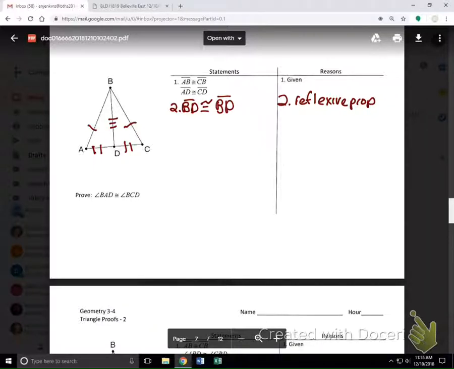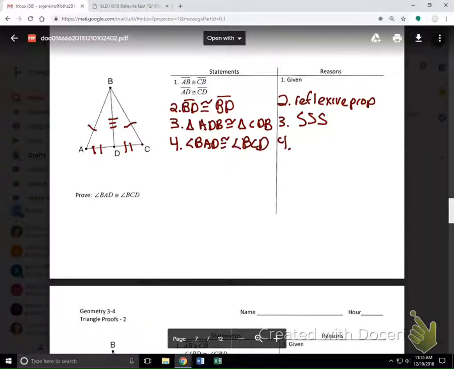So our next step is to show that these triangles are congruent. So we know that triangle ADB is congruent to triangle CDB by which congruence of triangles method? Which postulate or theorem are we using? SSS, side, side, side, because we have 3 congruent sides. So our last part here is showing that the two angles are congruent. Now that we've shown congruence, we can say that our angles are congruent. So we have angle BAD, which is congruent to angle BCD.